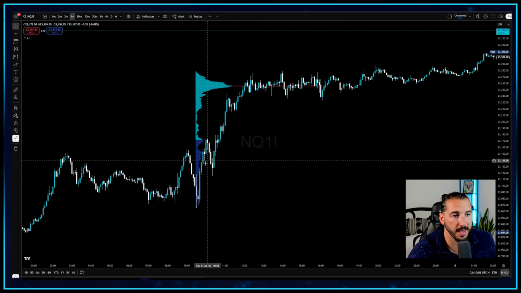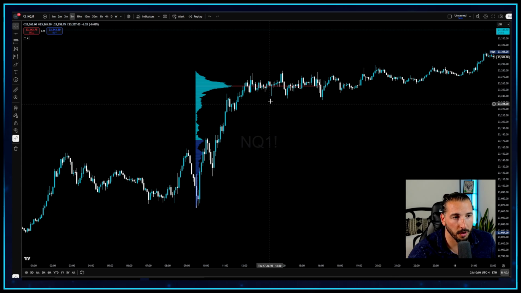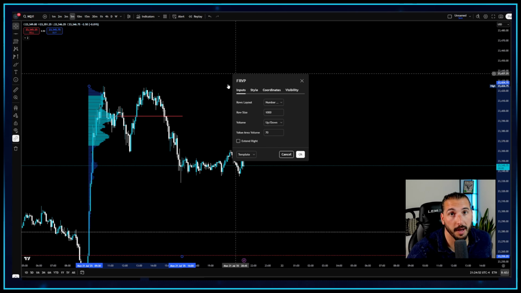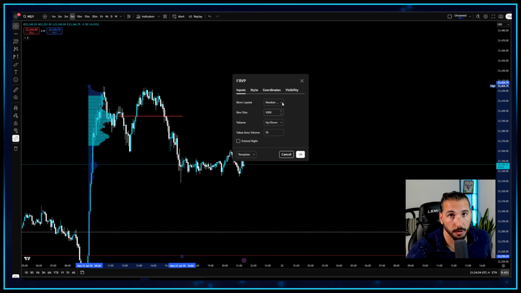And we get this volume profile on our chart. Now, before we go any further, the first thing I want to talk about is what settings you want on here, because it will make a difference. All right. So row size I always have set to 1,000. Value area normally will be 70. Sometimes you'll see it as 68. Normally 70 is pretty standard. You don't want to mess around with that.